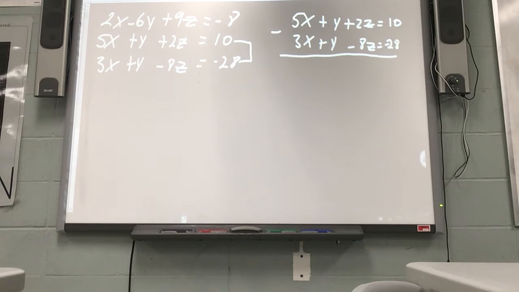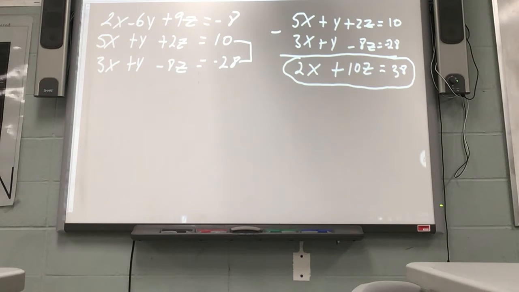So 5x minus 3x is 2x. y minus y is nothing, he's gone. 2z minus negative 8z, Riley's right, is positive 10z. 2 minus negative 8, right? 10 minus negative 28 is 38. Okay, so you just put those two equations together and made new equation number 1. Don't lose it.